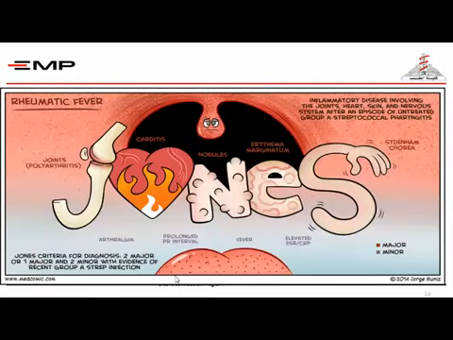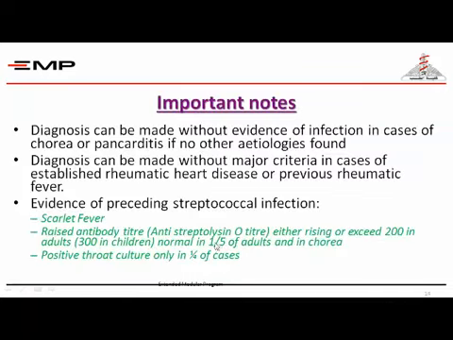Again, this is a cartoon picture showing Jones criteria: joint polyarthritis, carditis, nodules, erythema marginatum, and Sydenham's chorea. The chorea is called Sydenham's chorea. These are the 5 major criteria. Important notes: chorea, as we'll talk about later on, can occur very late after the infection or after the immune attack. So sometimes if we have typical Sydenham's chorea, we can depend on it without evidence of infection.